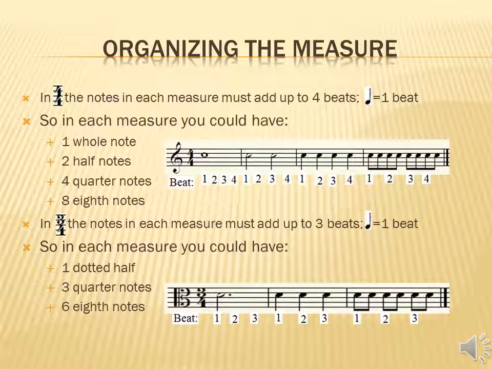In 3/4, the notes in each measure must add up to 3 beats. The quarter note equals 1 beat. So in each measure, you could have 1 dotted half, 3 quarter notes, and 6 eighth notes. And it would sound like this.